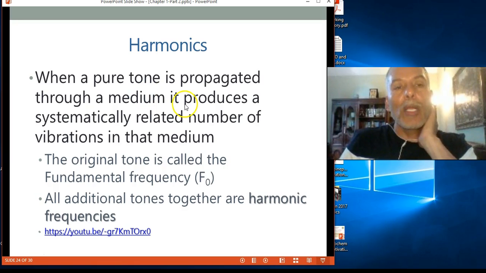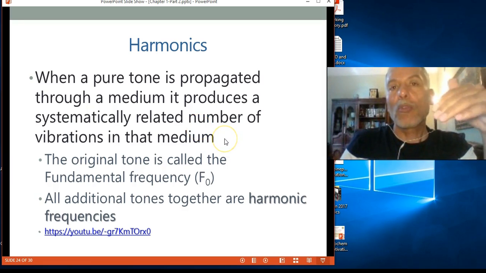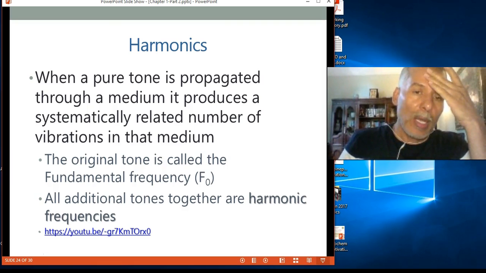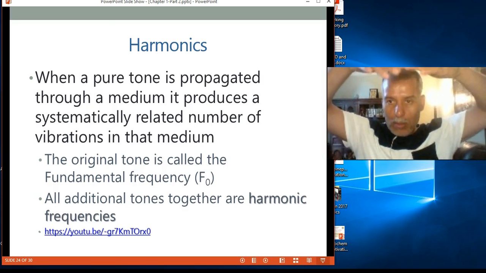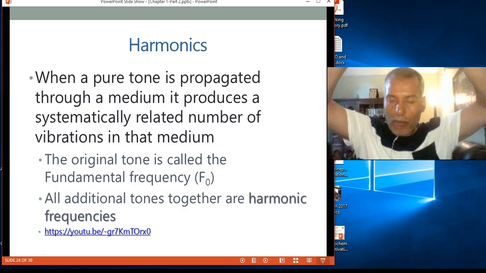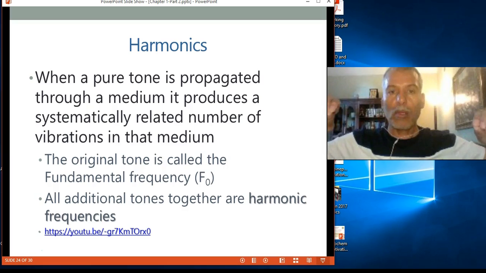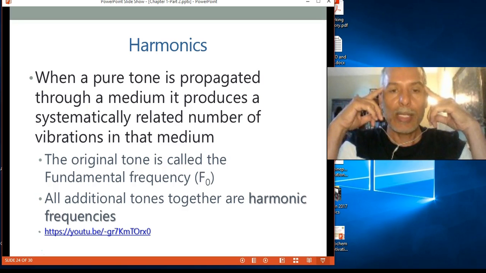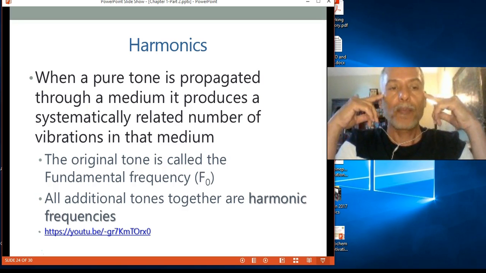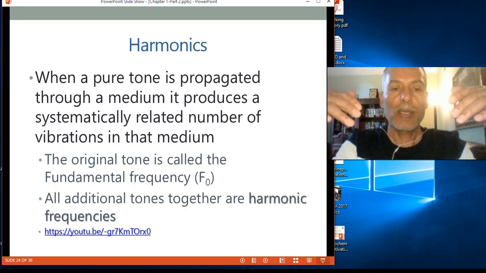So a harmonic is a pure tone that is propagated through a medium and it produces a systematically related number of vibrations in that medium. The original tone, when the whole string goes through one vibration, being displaced the first time and then going back to rest, one big cycle, is called the fundamental frequency, or the original frequency in that case. And then all the additional tones that occur afterwards are called harmonics.